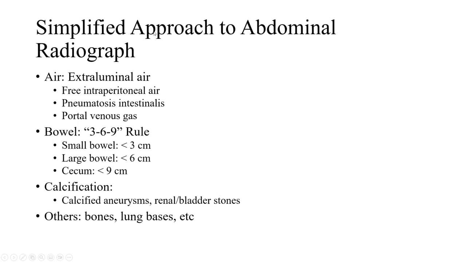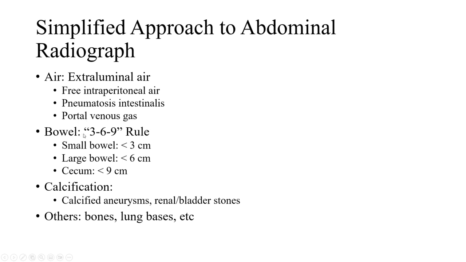I would like to share with you my simplified approach to abdominal radiographs. I like to use the ABC method, where A stands for extraluminal air. You're looking especially for free intraperitoneal air, pneumatosis intestinalis, or portovenous gas.